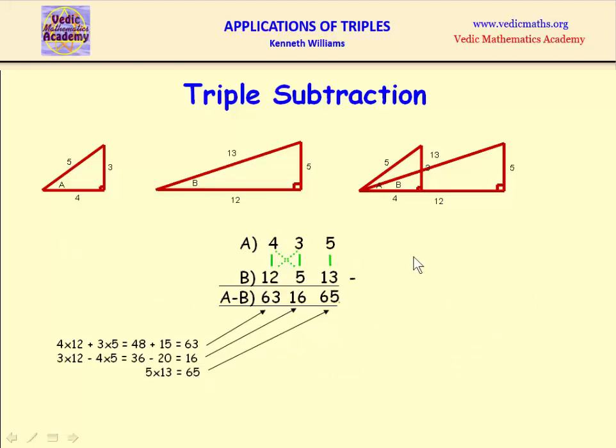So don't be confused by the signs. Here, when we're subtracting, we add to get 63, and we subtract to get 16. For addition, it's the other way. Addition here means subtraction for this element and addition for this element. So the signs alternate.